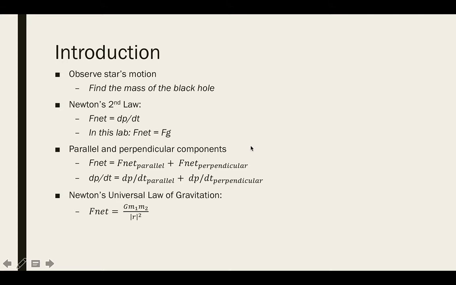Now we also want to understand the parallel and perpendicular components of force. So to calculate F net, we can also just take the parallel component of net force and add it to the perpendicular component of net force. Same concept for the rate of change of momentum. And since F net and dp over dt are equivalent, the parallel component of dp over dt will be equivalent to the parallel component of net force, and same thing for the perpendicular components. So once we've found that net force, all we're going to have to do to find the mass of the black hole is plug in our data to Newton's universal law of gravitation.